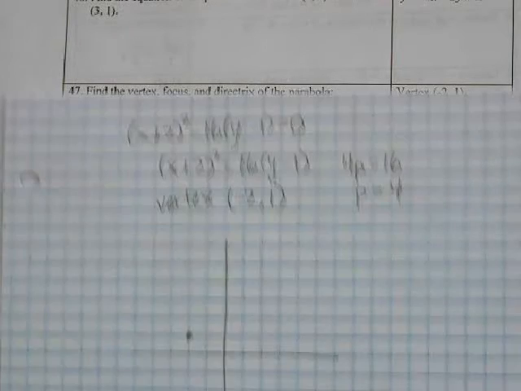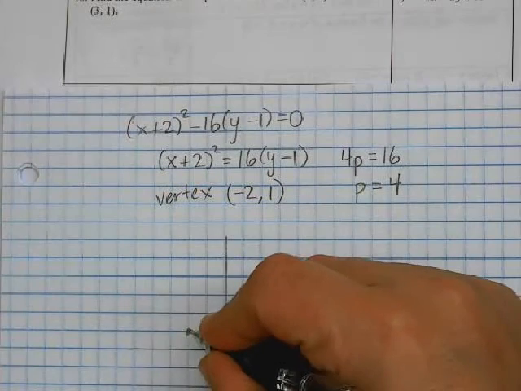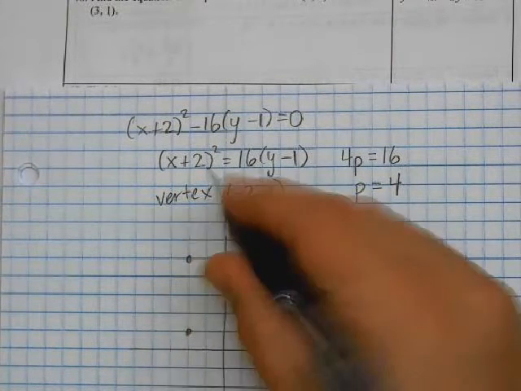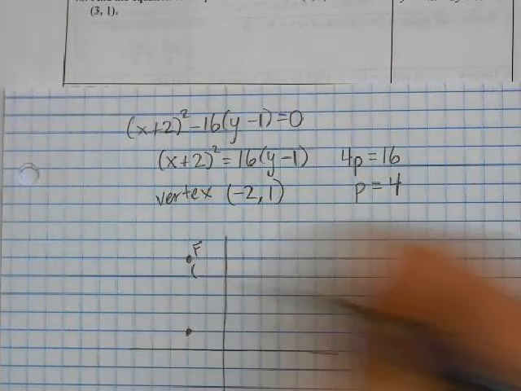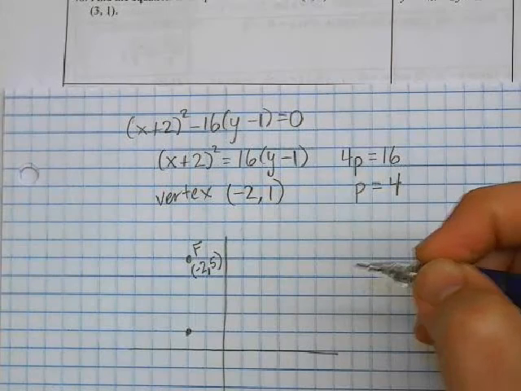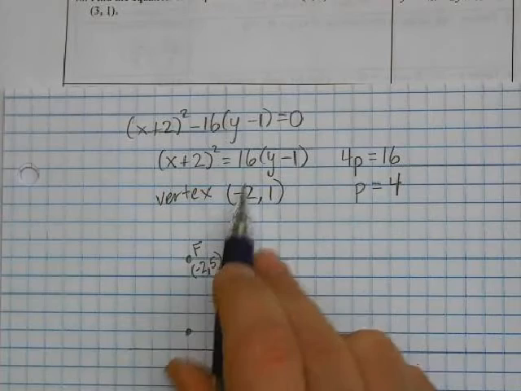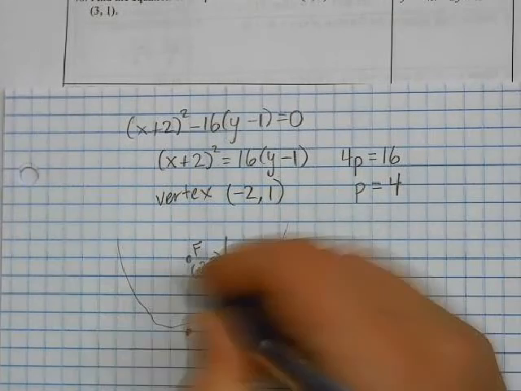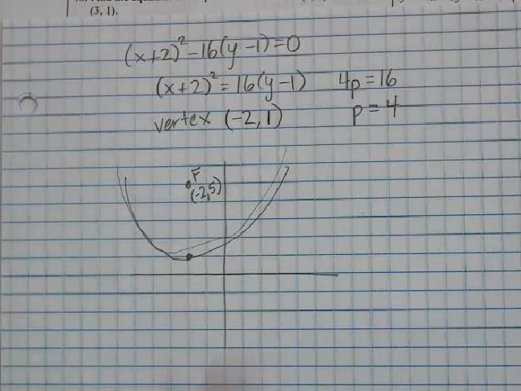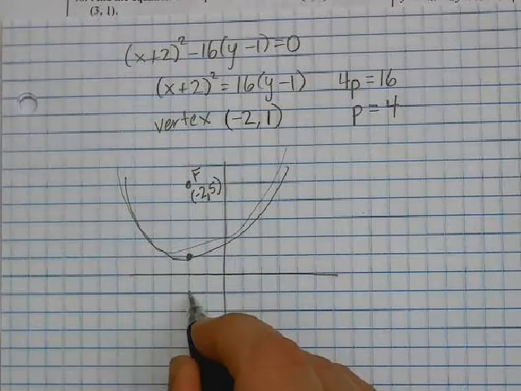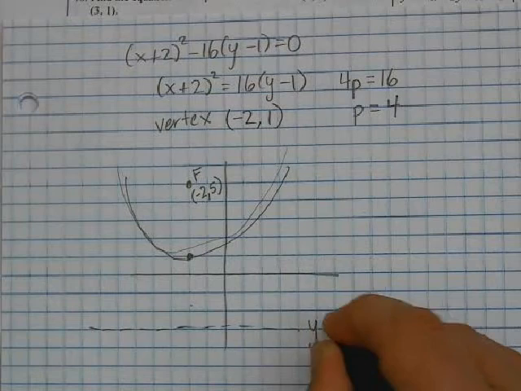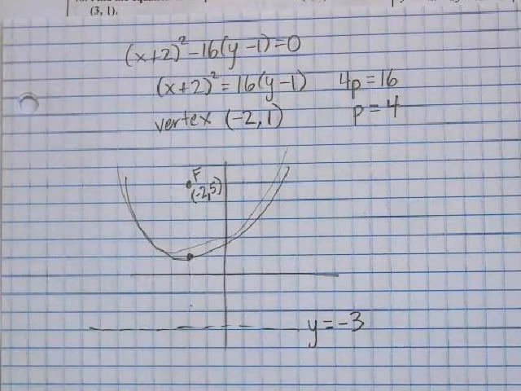So since p is 4, we know it's 4 units away from the vertex. So I go up 4, and there's my focus. So my focus is at -2, 5. Now I know it's above and not below because p is positive, meaning that it's opening upwards. And the directrix is going to be 4 units away from the vertex. And that has the equation y equals -3.